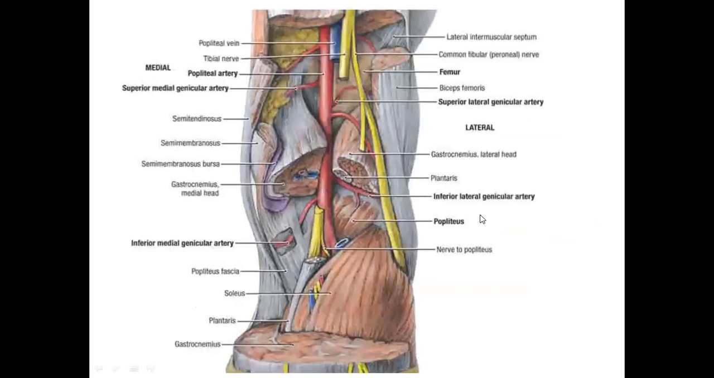Okay, so coming to this, you can see here, they have removed the different boundaries of the popliteal fossa. The semimembranosus, semitendinosus have been cut. Here we can see this is the popliteal artery. We can see the superior medial genicular, the superior lateral genicular, the inferolateral genicular, and the inferomedial genicular.